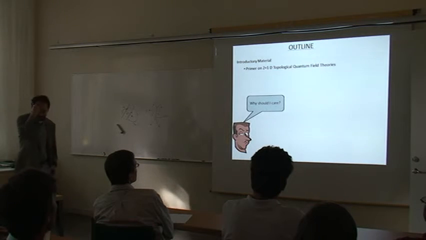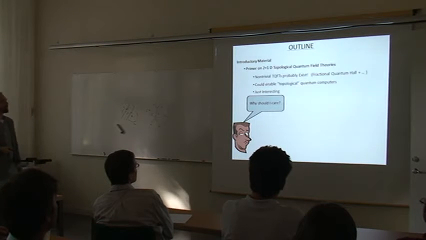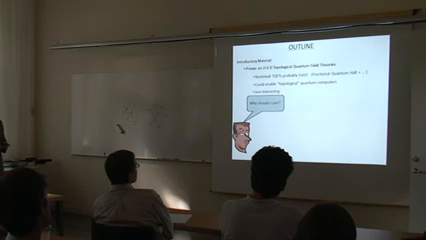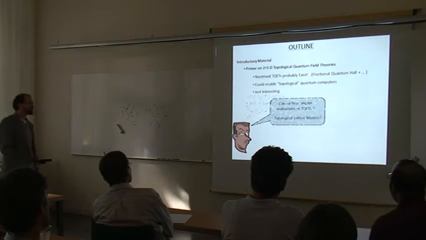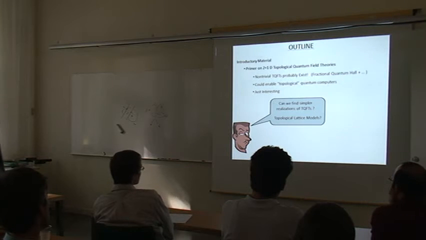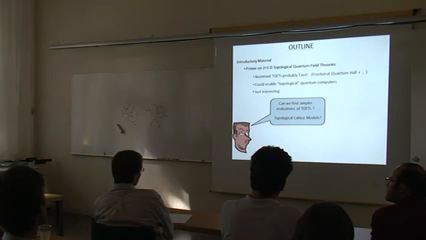And you might ask, well, why on earth should I care about this? Well, the obvious reasons are that these non-trivial topological quantum field theories probably exist, as in the fractional quantum Hall effect, you can build a quantum computer out of them, and they're just plain interesting. So you might start asking, can we find simpler realizations of topological quantum field theories? What's the simplest one we can make in the laboratory? Of course, the quantum Hall effect is the first one we found, but are there others?